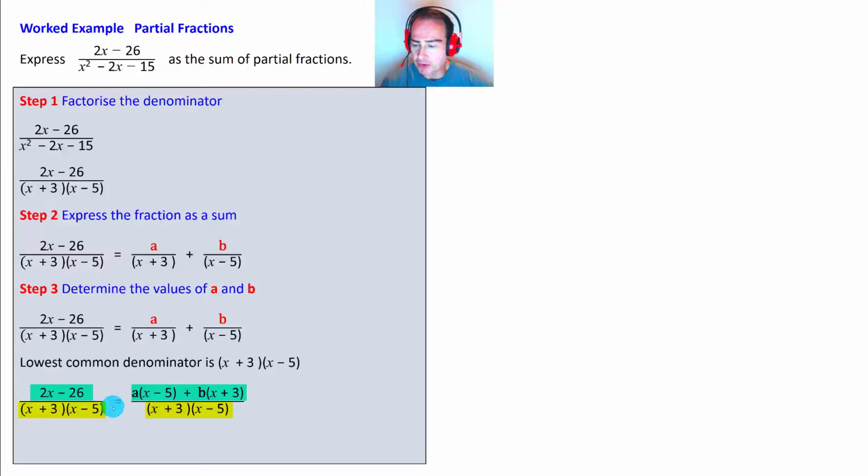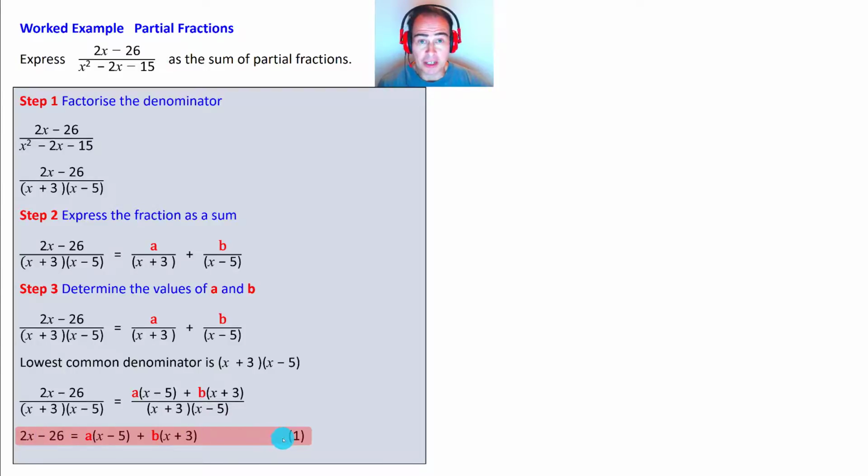Since the fractions are equal, if the bottoms are equal, the tops must also be equal. So we write that down. Therefore, 2x minus 26, the top of the left-hand side, must equal the top of the right-hand side. And I've labelled this equation 1 because we're going to use it in a few different cases. So let's highlight that now.